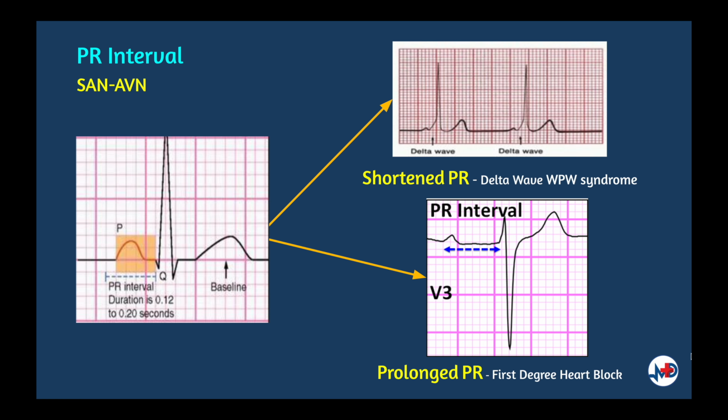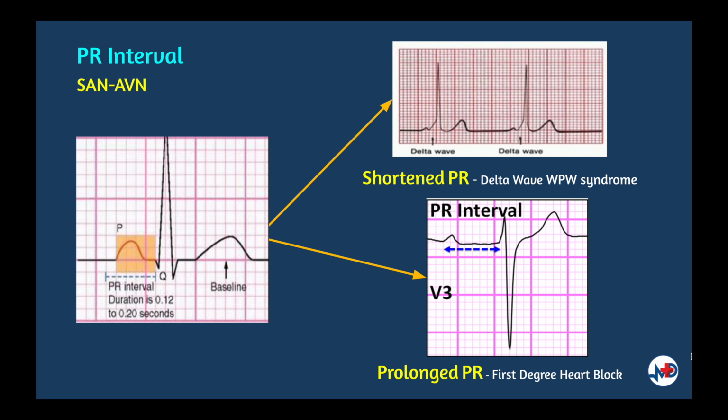Next, let's look at the PR interval. Here it is the duration. The normal duration would be 0.12 seconds to 0.20 seconds. It's from the beginning of the atrial contraction until the end of atrial contraction and beginning of the ventricular depolarization.